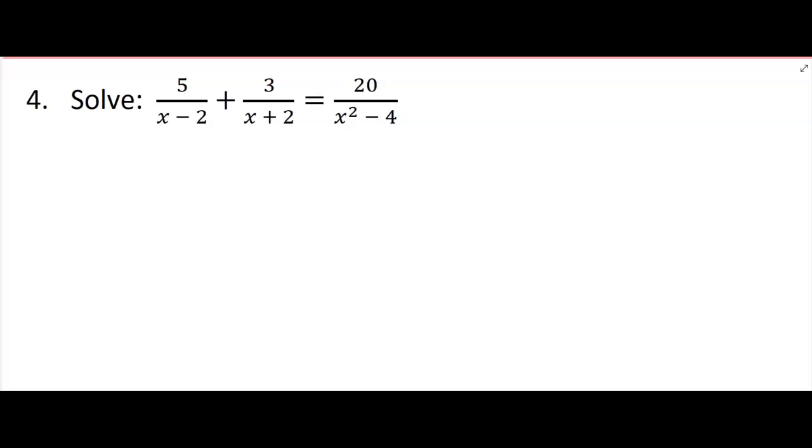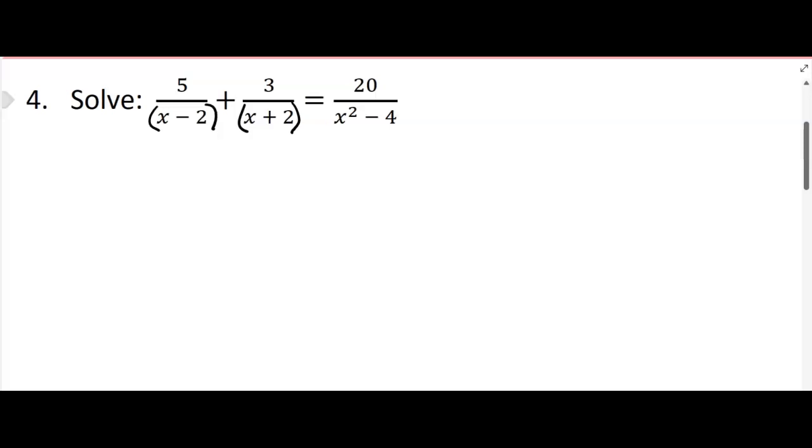Okay, so this problem is a little longer, a little bit trickier. We're going to be looking for an LCD to multiply. So we look at the denominators. This first denominator is factored. You can't break it into multiplication more than it is. Second one, same thing. I put the parentheses to indicate that it's a factor.